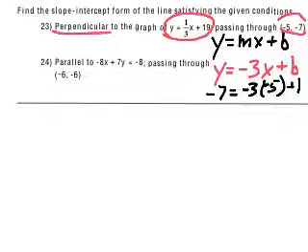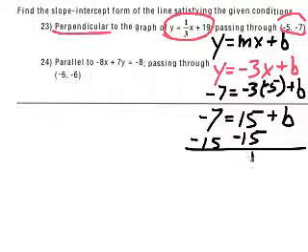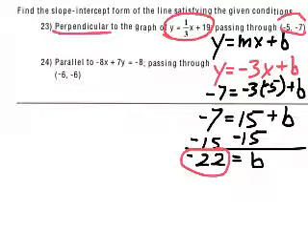And that's plus b, just using that equation we've been used to here. Okay, so we then simplify. We have -7 equals 15 plus b. And then we add a -15, and we get b equals -22. Okay, so now we have our b. We found our new slope.